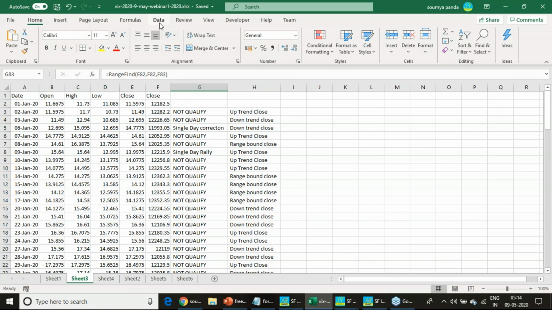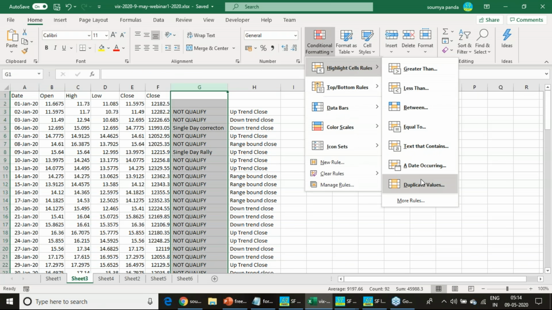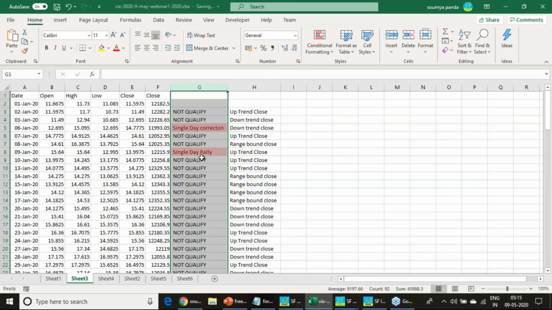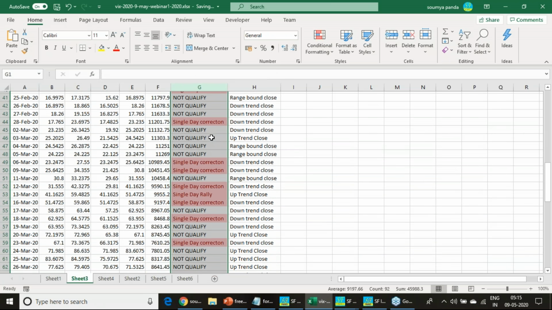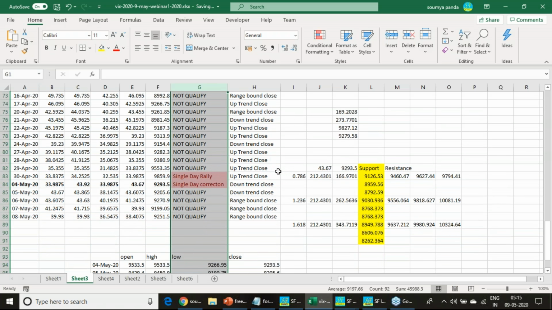If I take from January till date, and see how many days a single day rally or fall happened, you can see that many days will come. There is a single day correction, then a single day rally followed by a single day correction. These two also recently happened, on 30th April and 4th May.